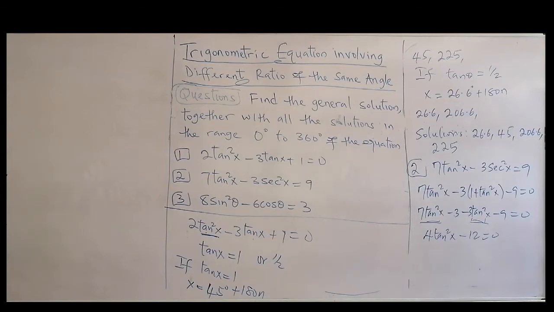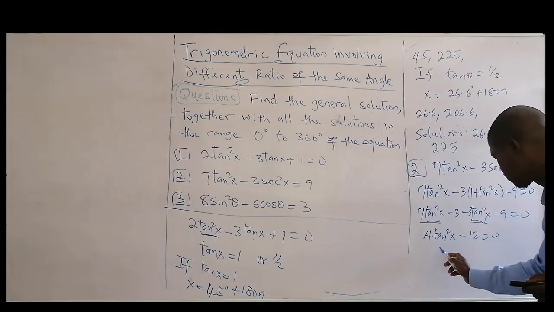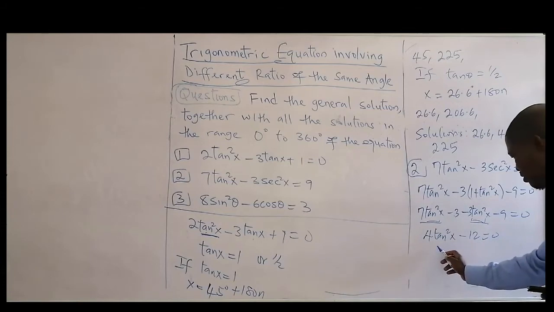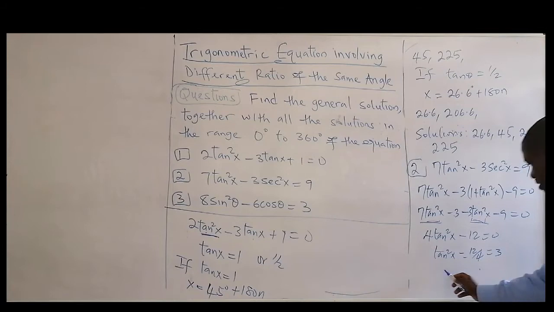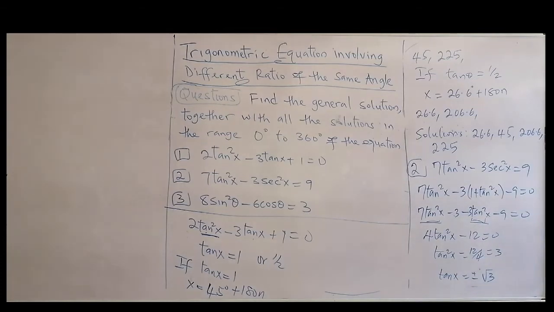Okay. Then the next thing for us to do is you can move this one back. That will be tan square x equal to 12 over 4, which is 3. So tan x is plus or minus. If you take the square root of both sides, that will be plus or minus root 3. Okay? So that's just that way. So we're going to take it one after the other.